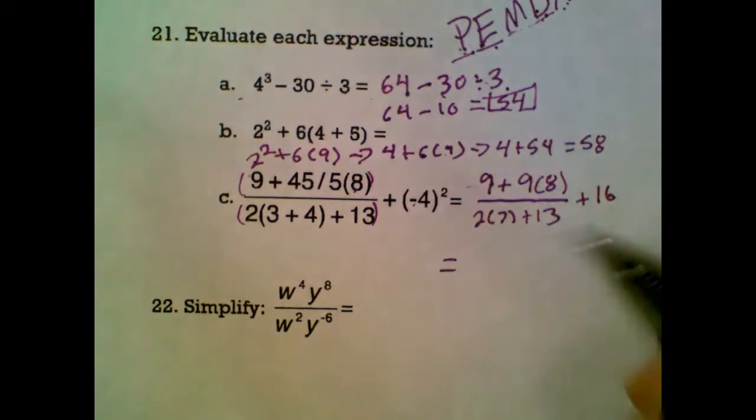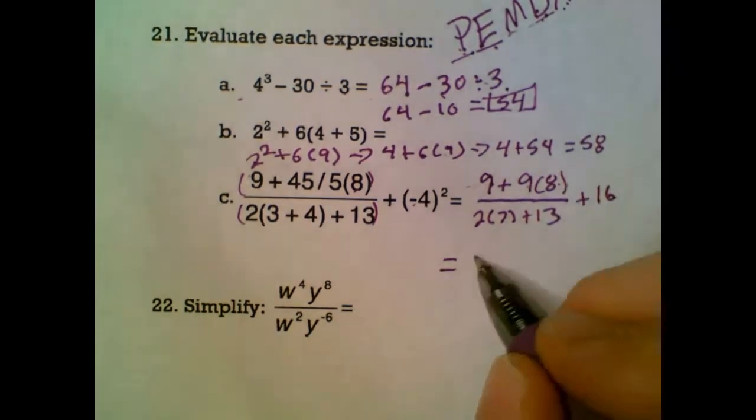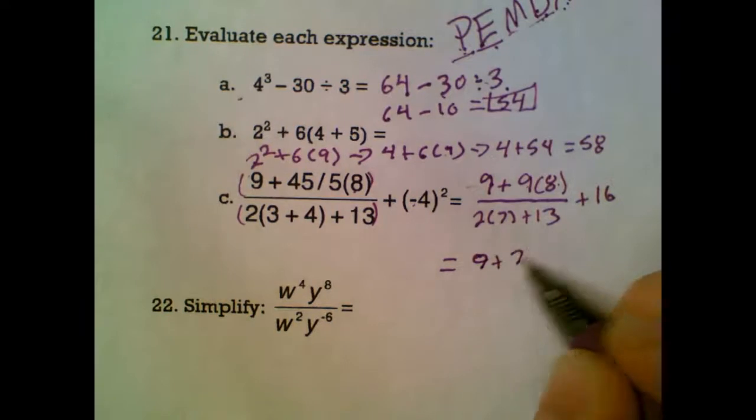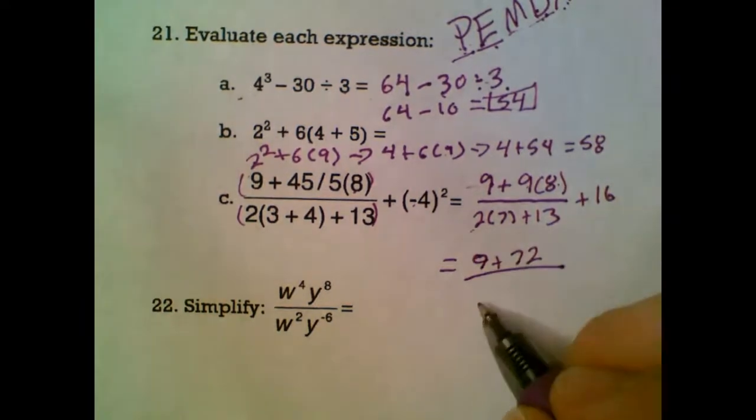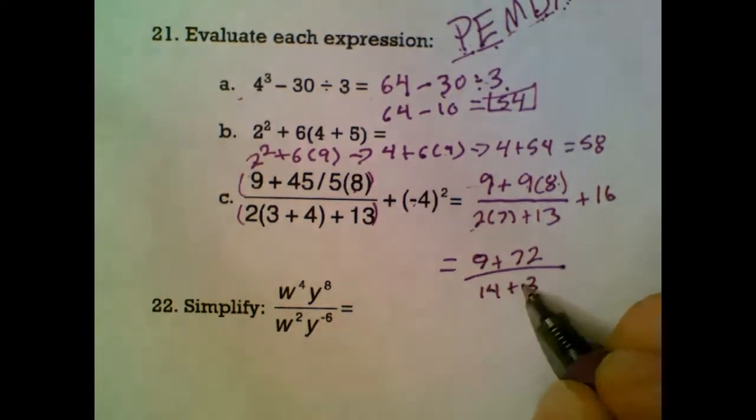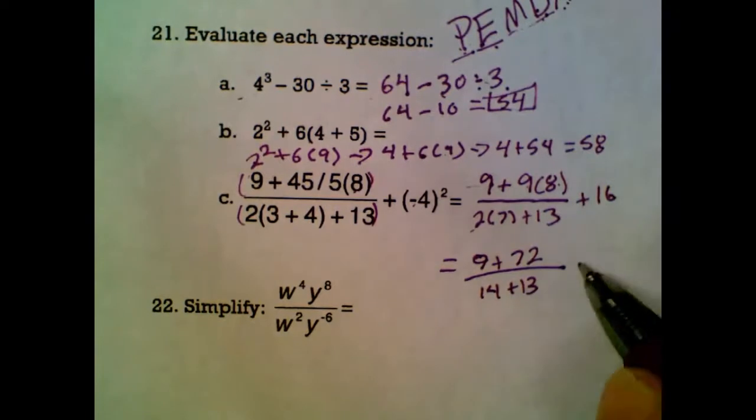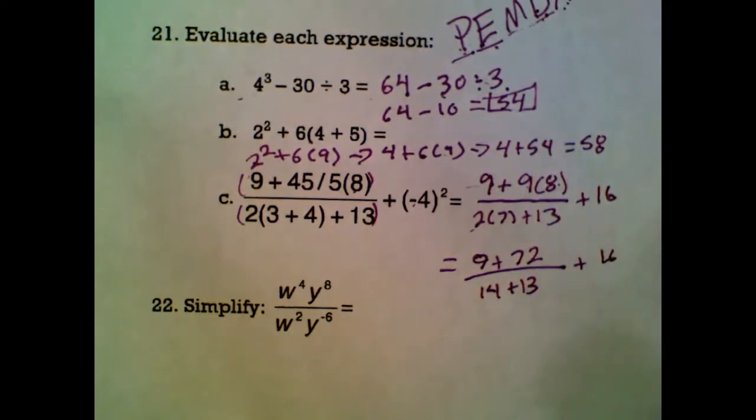Okay, let's do it again. 9 times 8 is 72, so we have 9 plus 72, all over 2 times 7 is 14, plus 3, 13. 14 plus 13, and then we got the 16 right here. Okay, moving on. 9 plus 72 is 81.